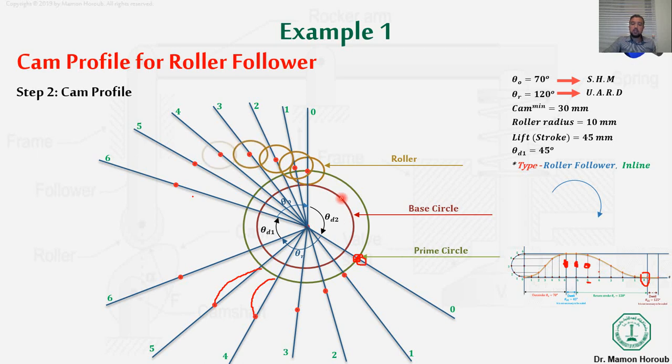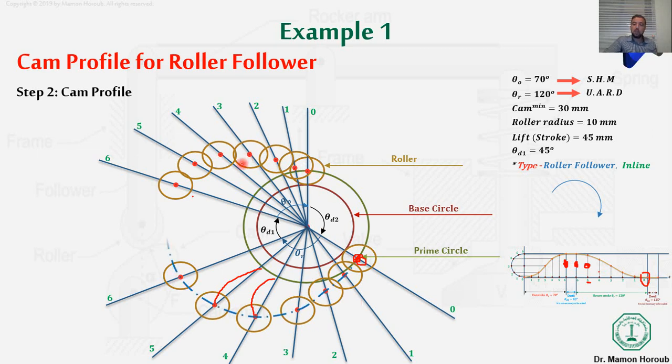Okay, and after that, the second step, I need to draw circles with the radius of the ruler, because here the ruler is moving. So those red dots represent the center of the ruler, once I imagine the ruler is moving along the profile. So this is the imagination of my ruler. If I connect the centers, it will give me what we called before the pitch circle. So this is my pitch circle.